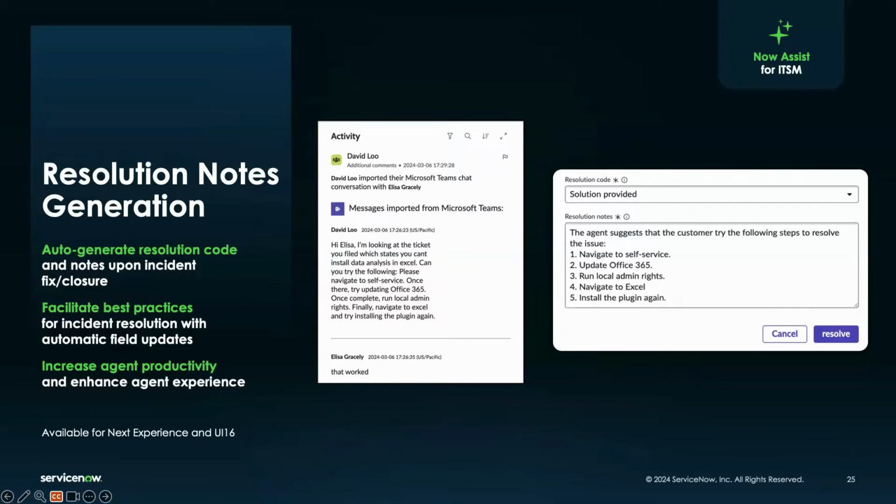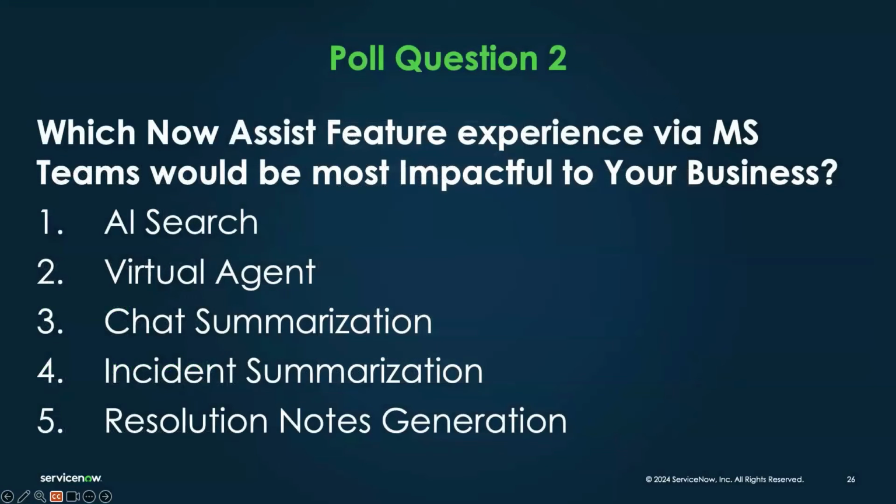Now that we've seen how Now Assist makes life better for both requesters and agents, let's take another poll. Asif, do you mind to run the next one, please? Which Now Assist feature experienced via Microsoft Teams would be most impactful to your business? AI search, virtual agent, chat summarization, incident summarization, resolution notes generation.